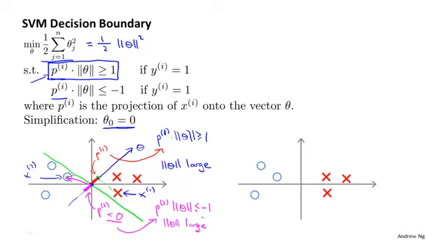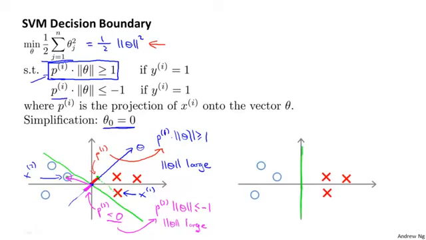What we're doing in the optimization objective is we're trying to find a setting of parameters where the norm of theta is small, and so this doesn't seem like such a good direction for the parameter vector theta. In contrast, let's look at a different decision boundary.